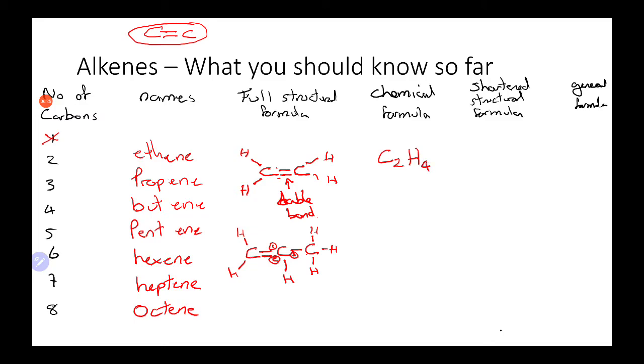For propene, we've got 3 carbons, so that's C3. And how many hydrogens do we have? Well, we've got 1, 2, 3, 4, 5, 6.